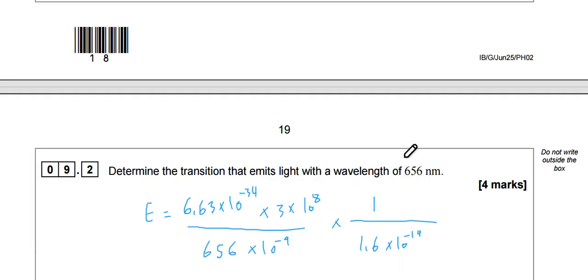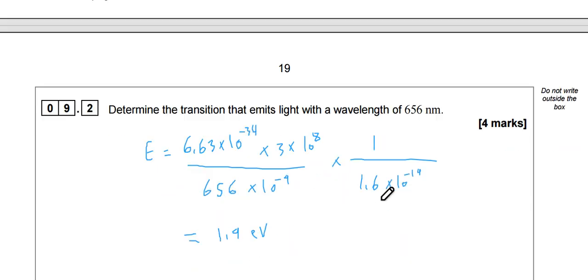to the corresponding energy in electron volts. So we first divide c, the speed of light, by this wavelength to get the frequency, and then multiply by h, and after that divide by the charge of the electron to get the energy of the photon that represents the transition, which is 1.9 electron volts.